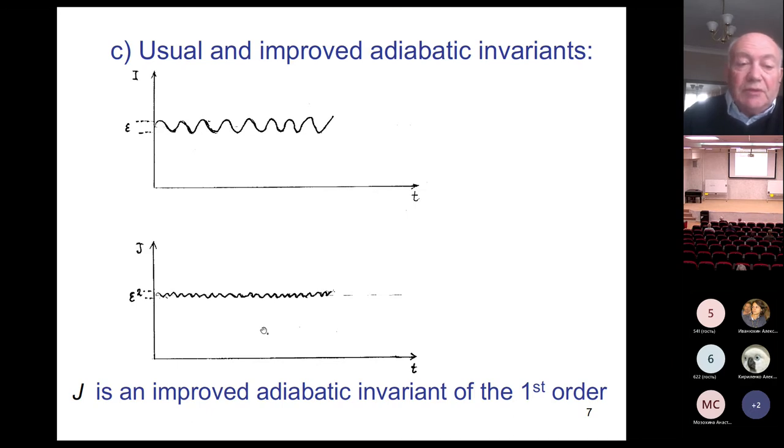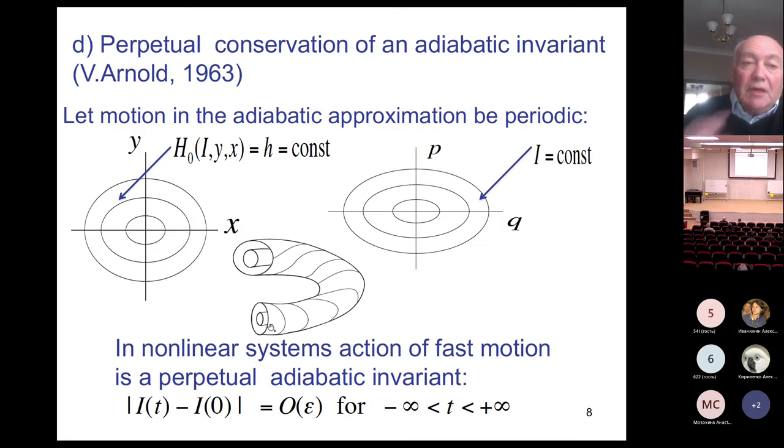So what is the time of conservation of the adiabatic invariant? It's conserved for a very long time, and sometimes for an infinite time interval under some condition. And this is the famous Arnold's theorem about perpetual conservation of the adiabatic invariant. It is for the system with 2 degrees of freedom. And we assume in this case that in the adiabatic approximation, the dynamics of slow variables, which is described by a system with 1 degree of freedom, is periodic.